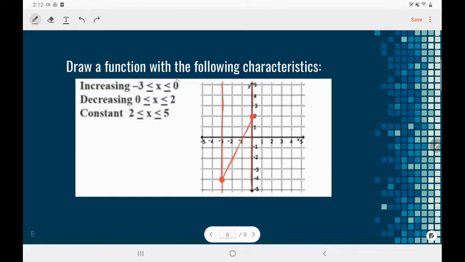So let's go ahead and continue. From 0 to 2, so let's draw in our boundary lines. Here's our 0 boundary, here's our 2 boundary. Okay, our graph is decreasing. So I'm going to just make sure my line is going down between these two lines. And my last boundary is from 2 to 5. So I'm going to draw my line here. That is flat.